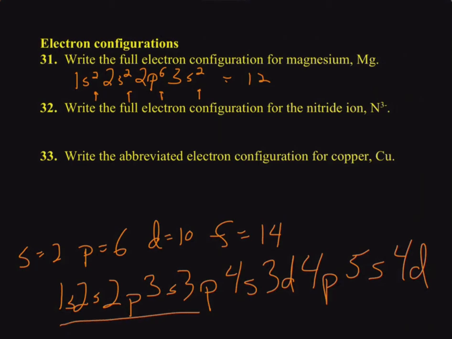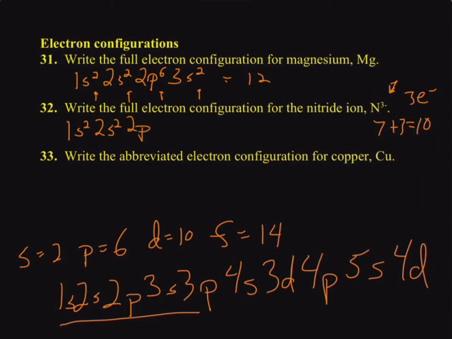The full electron configuration for the nitride ion. Okay, so the fact that it's an ion has a charge of -3, which means it has 3 more electrons than normal. So nitrogen is normally number 7, but I have to add those 3 electrons, so I'm going to write a configuration that has 10 electrons in it. And I start again, because it's the full configuration, always start a full configuration with 1s2, then 2s2, that gives me 4 electrons, 2 and 2.